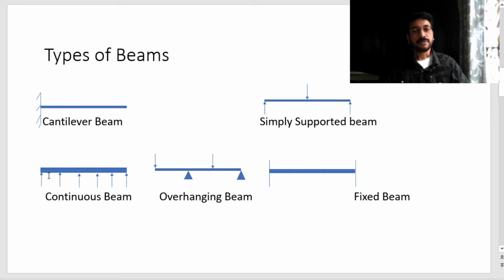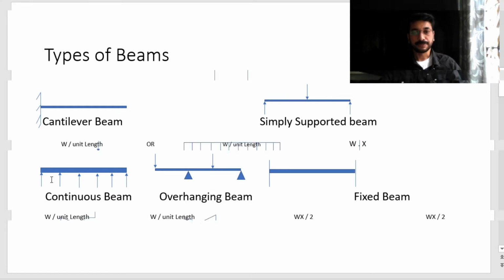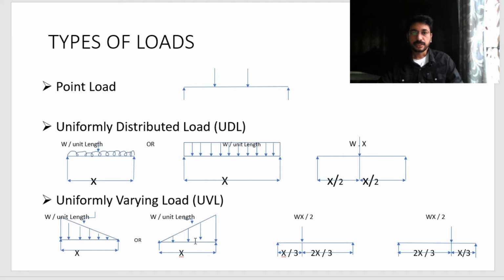When a beam has more than two support positions, it is called a continuous beam. The different types of loads acting on the beam are point load, uniformly distributed load, and uniformly varying load. When loads are applied at certain points on the beam, the loads are said to be point loads. UDL has the same intensity of load over a certain length of the beam.